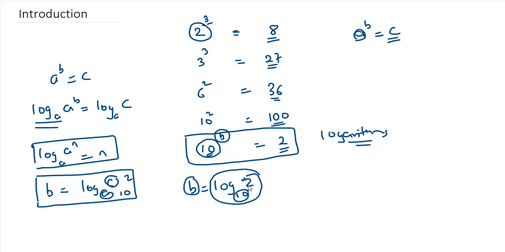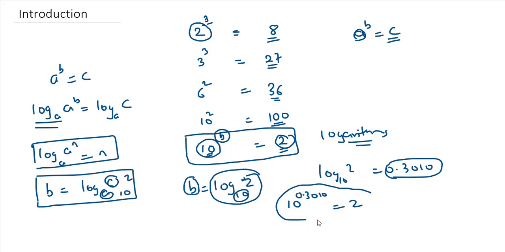Now for log to the base 10, there are some standard values which are available. Log 2 to the base 10 is equal to 0.3010. That means you need to multiply 10 with itself 0.3010 times to get the answer as 2. So if you raise 10 to the power 0.3010, you will get the answer as 2. You can check this in the calculator.